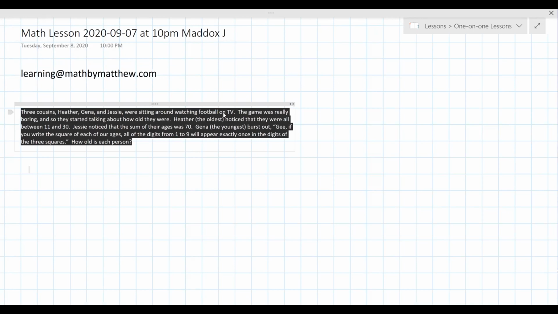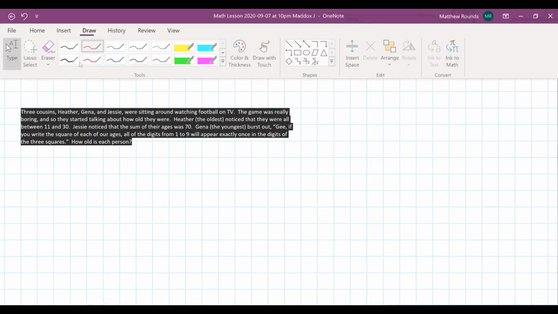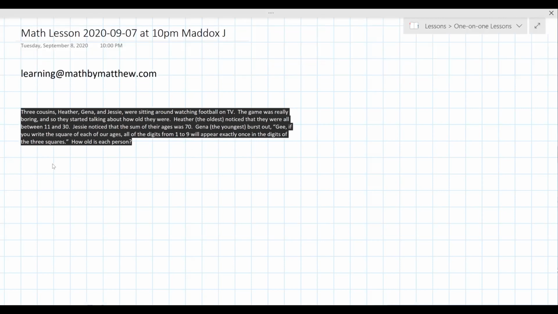All right, so we know that I'm going to use H for Heather. The screen isn't set up for drawing yet. There, now it is. So I'm going to use H for Heather.